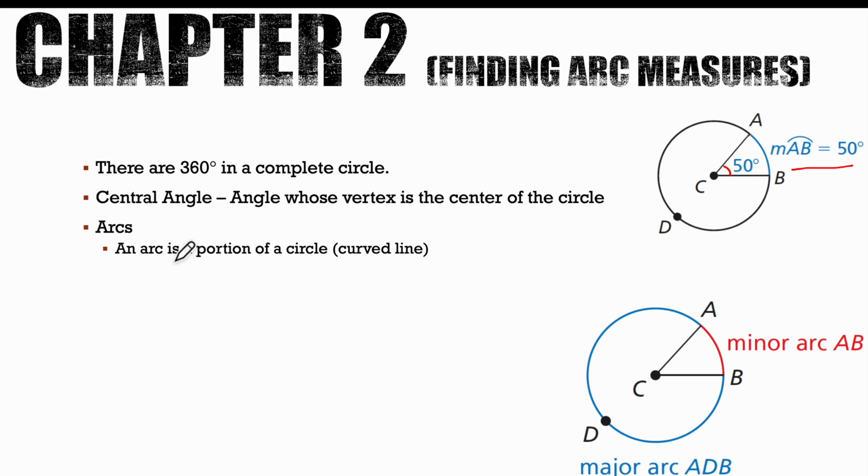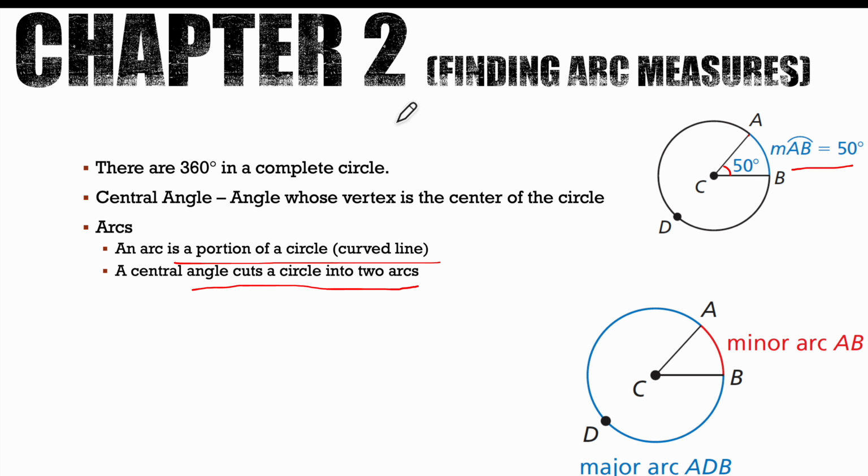An arc is a portion of a circle. The central angle cuts the circle into two arcs. One arc is AB, which is also called a minor arc. The second arc is ADB. Why do we have to say D? So that we don't confuse it with arc AB. If I say arc AB, it is this one. The minor arc is the arc AB.